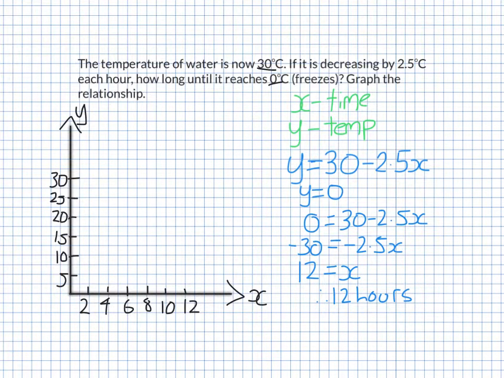So we know how to graph an equation like this. It's in gradient intercept form. The intercept is 30, it starts at 30 degrees at time 0, then it's decreasing by 2.5 every hour. So if I go across 1, I go down 2.5, or if I go across 2, I go down 5. Once I have 2 points, I can draw a graph through them. I also just figured out that at 12 hours, the temperature will be 0 degrees, so I could plot that point too. Either way, I'm just going to join up my points. And there we have the line, the graph that represents the temperature of the water.